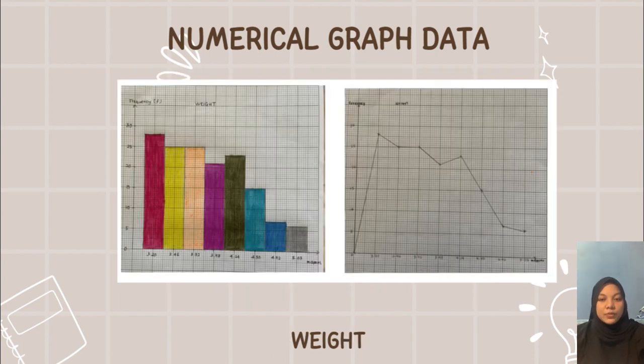The last one is weight. At the midpoint of 3.2, the graph shows the highest frequency, which is 28. And then it decreases to a frequency of 6 at midpoint 5.03. All the graphs have the same shape, which is a histogram with a bell-shaped line graph.